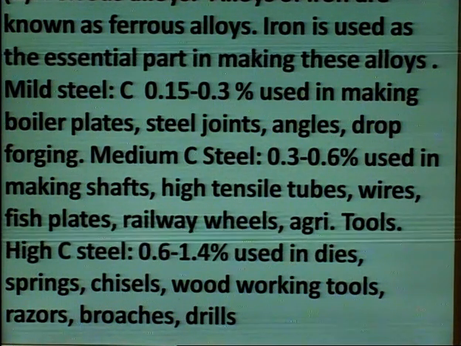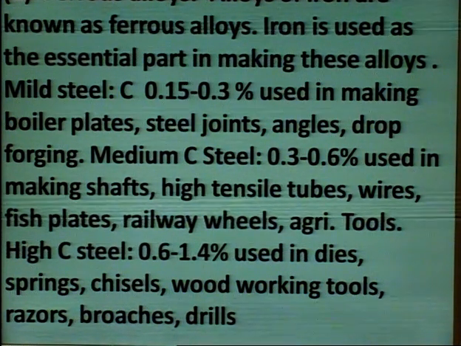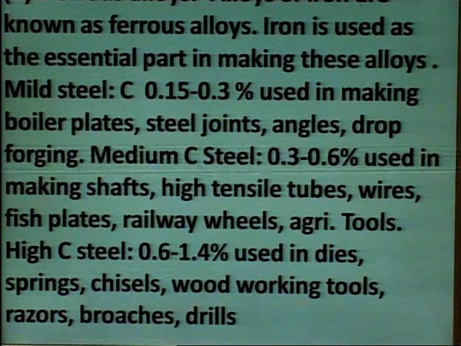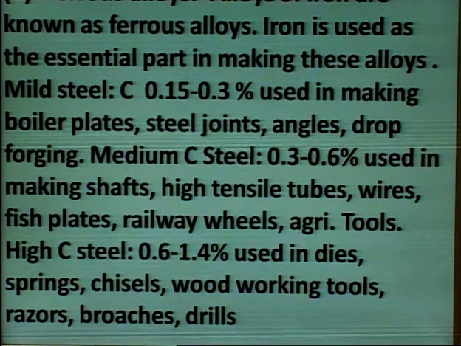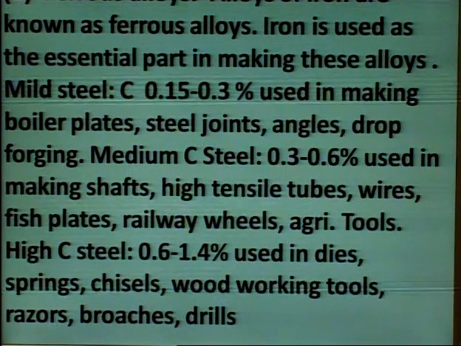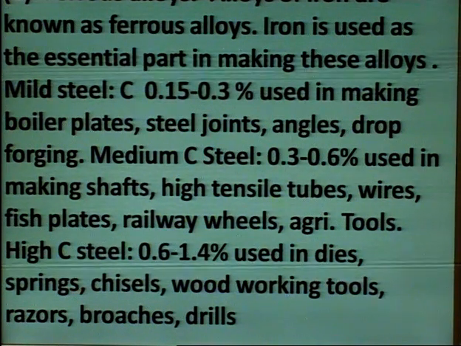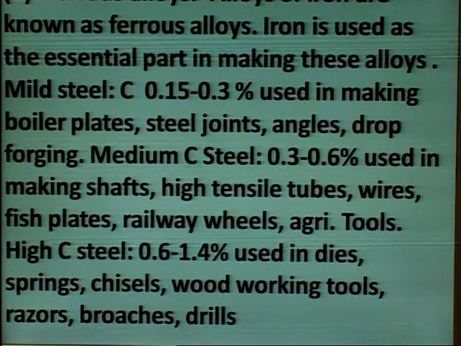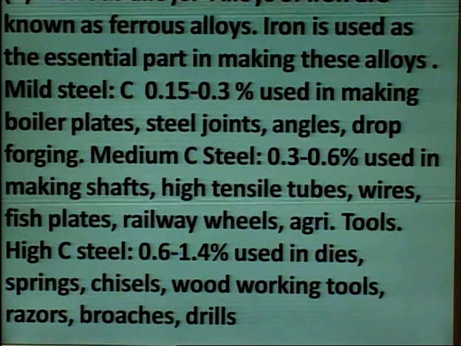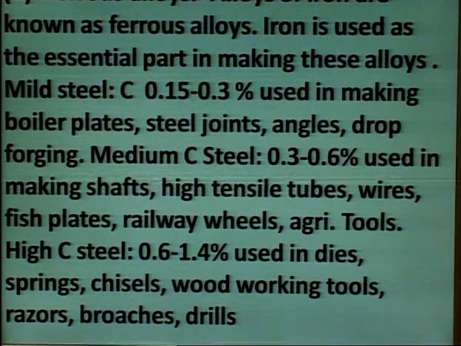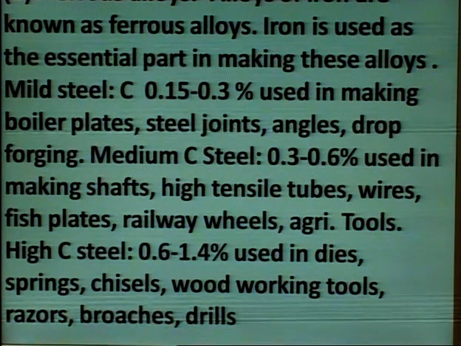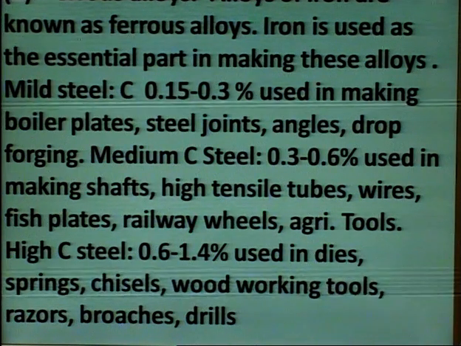Mild steel. Mild steel has carbon from 0.15% to 0.3%. The mild steel is formed by mixing iron with the carbon. Mild steel is used in making boiler plates, steel joints, angles, drop forging.